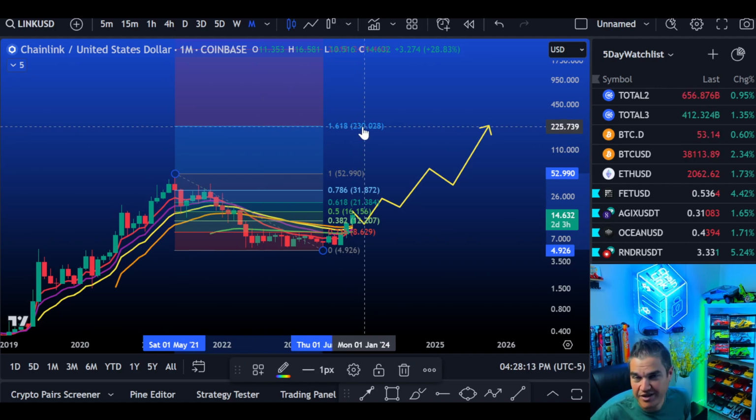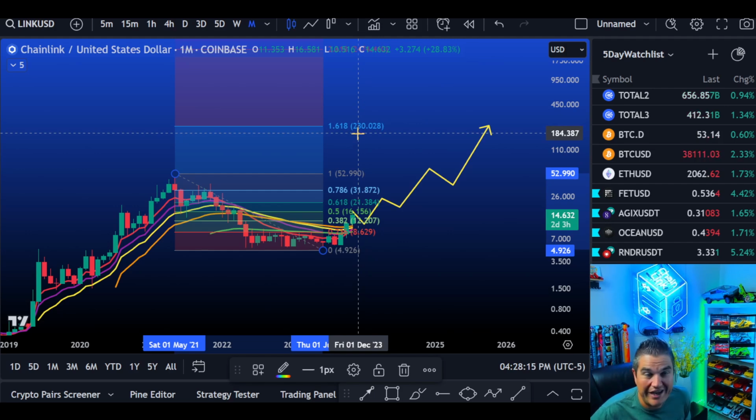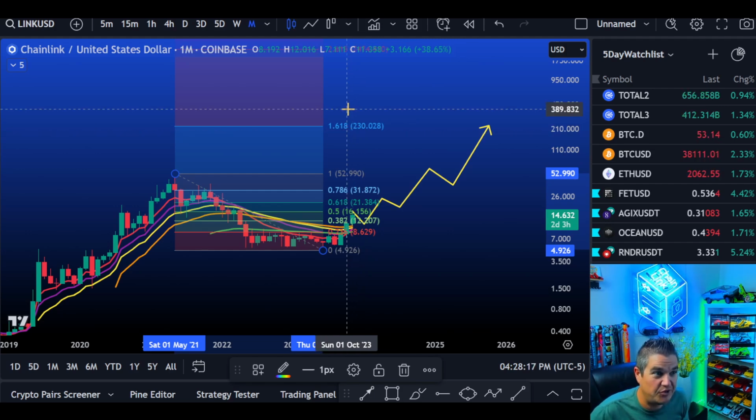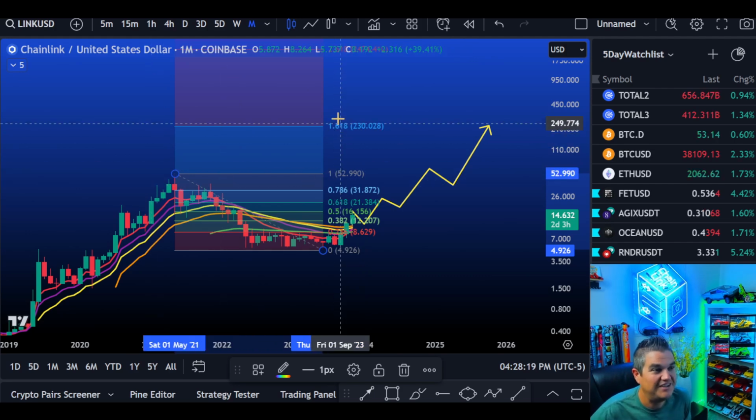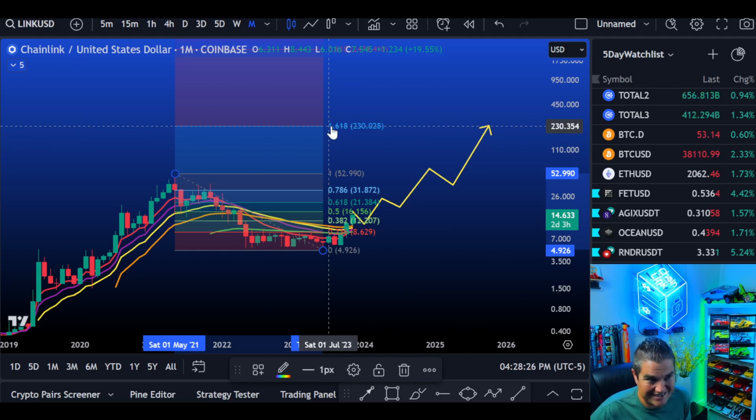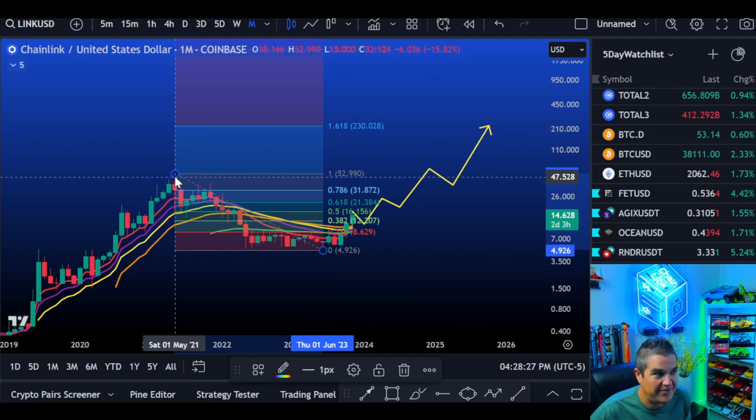Does that mean it has to go there? Of course not. Does that mean it could go to 210? Of course. Does that mean it could go to 250? Of course, right? But for the general rule of thumb, that seems like a pretty logical spot for Chainlink this cycle. Right? We don't have that much to go to even hit all-time highs, right?